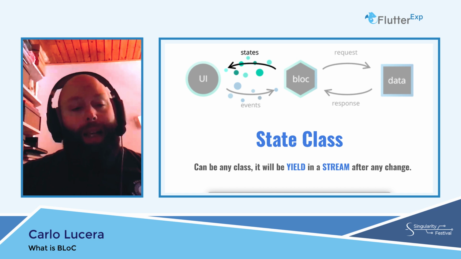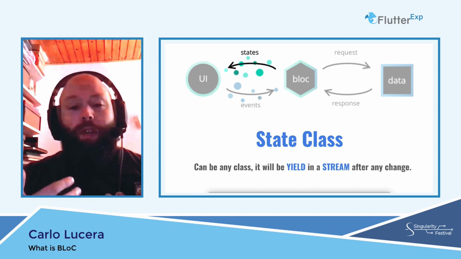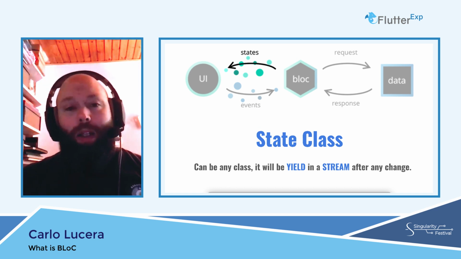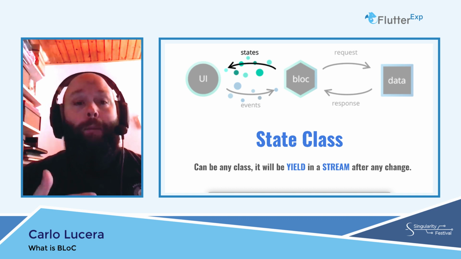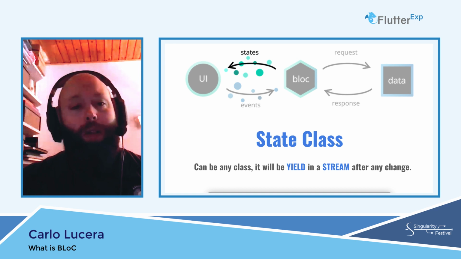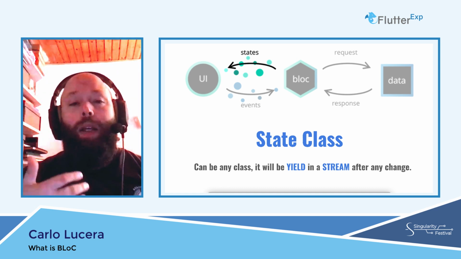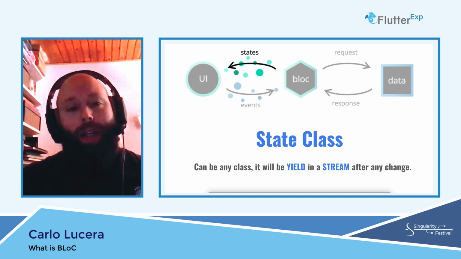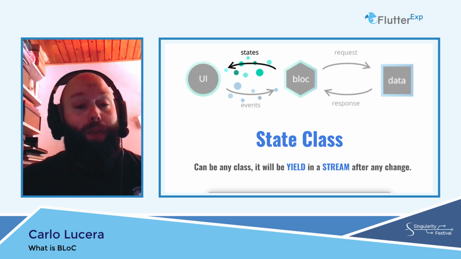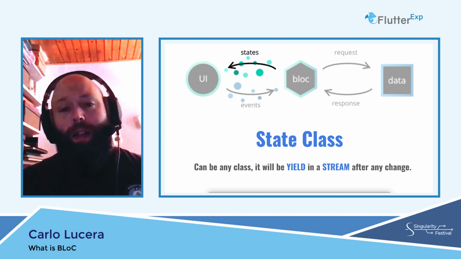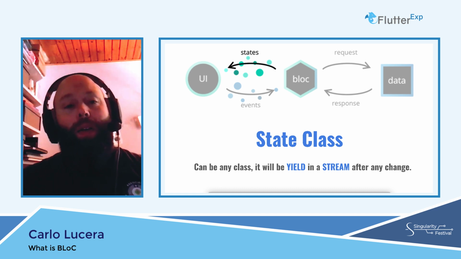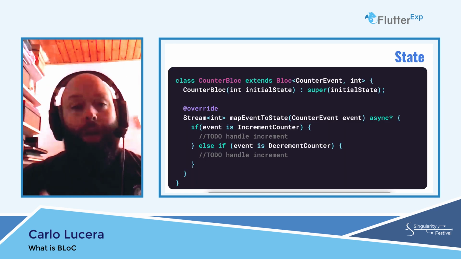Even the state can be any class. For this sample, we used int, but we can do everything else. For example, we may have a user. The user can change his online status, his nickname, or some other information like email or phone number. But every time something changes in that class, we can yield a new state with the new class.